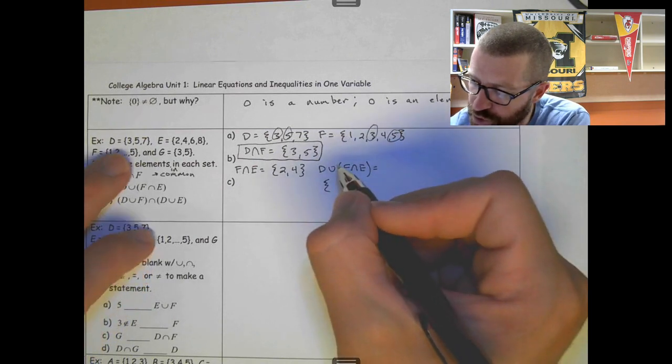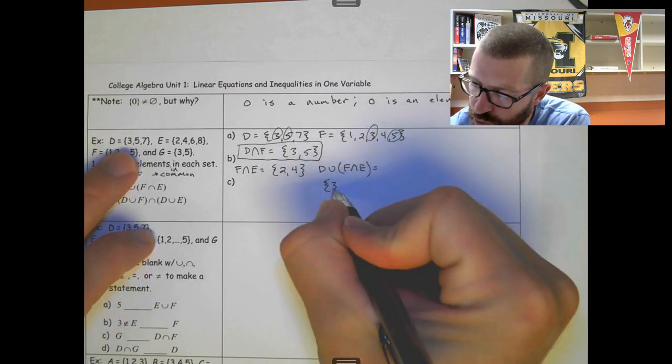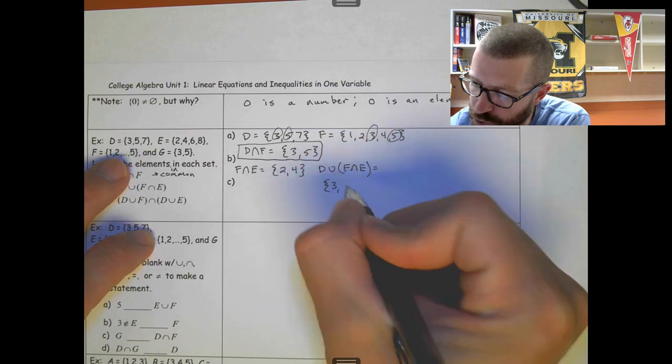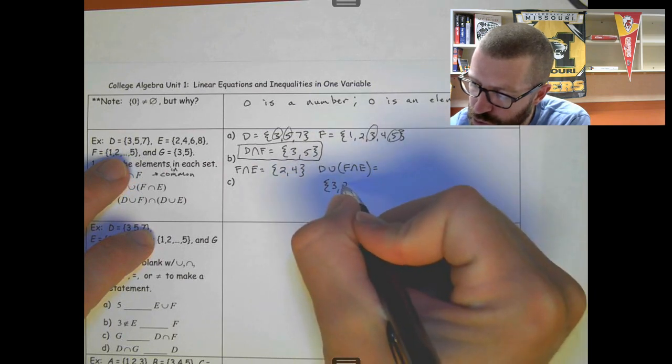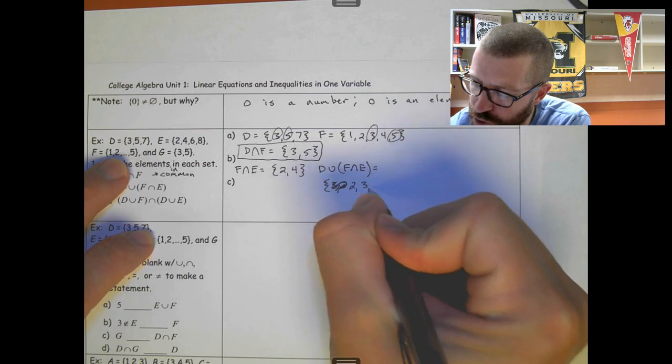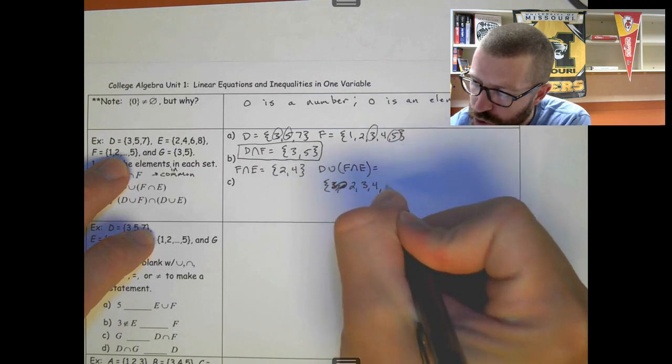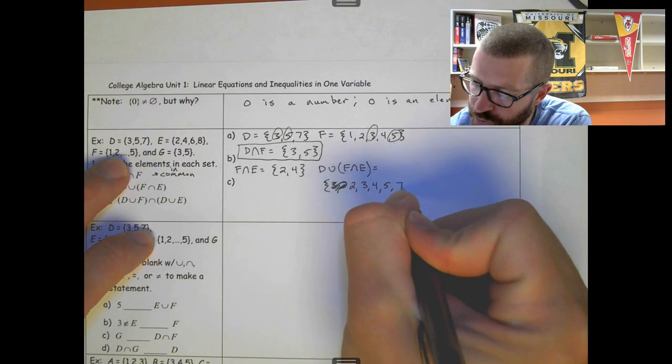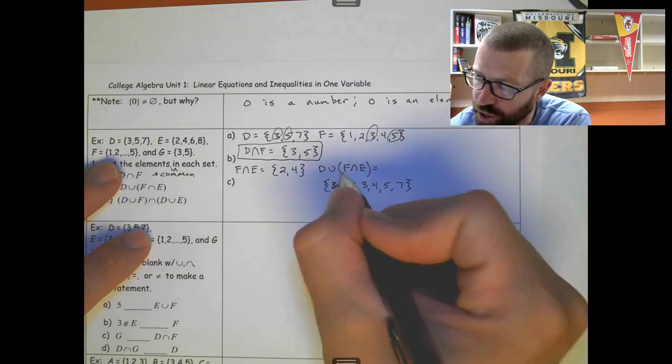So D is {3, 5, 7}. So 3, and then I'm going to combine that with 2. Whoops. Let's change the order there. 2, 3, 4, 5, and 7 would be the union of those two sets.